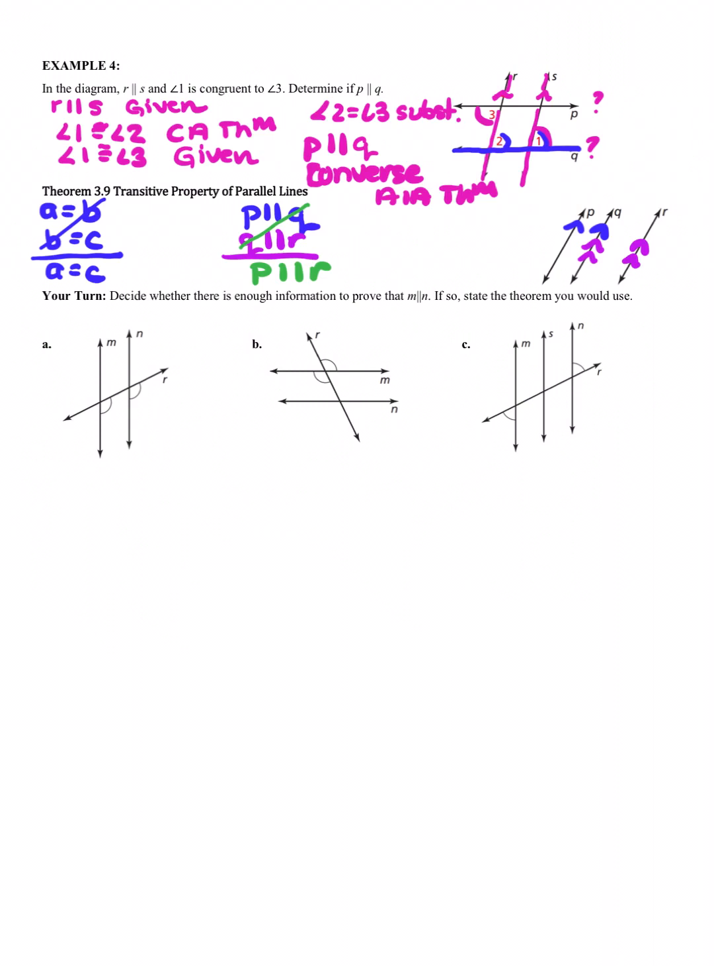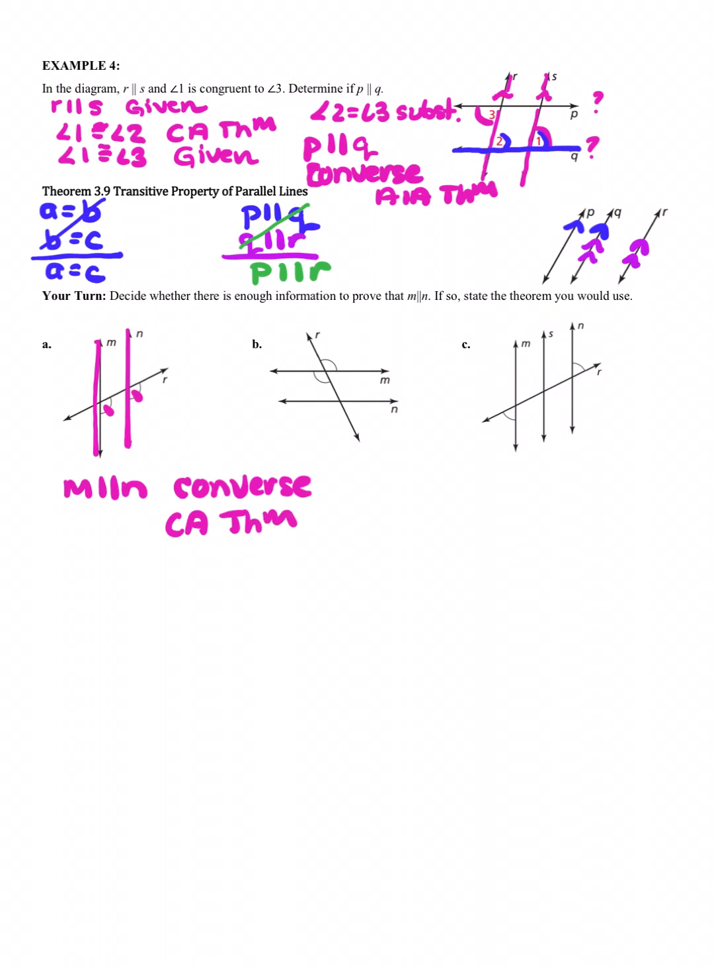Now we're going to decide whether there's enough information to prove that M is parallel to N. So in part A, what do you think? Take a look at it for a minute. If you want, you can pause the video, but I will then keep going. So you're given these two angles are congruent, and those with respect to M and N are corresponding angles. So we know that M is parallel to N by the converse of the corresponding angle theorem.